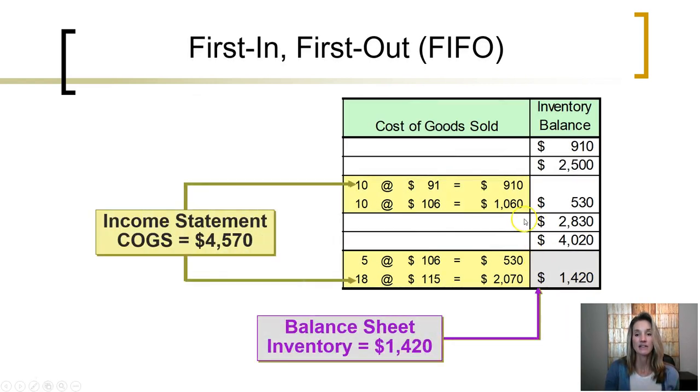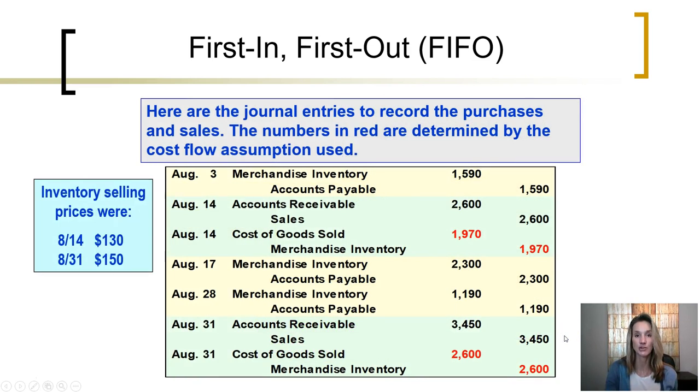So we can see that the amount recorded as cost of goods sold on the income statement under the FIFO method will be the sum of those 2 cost of goods sold transactions, and the inventory reported on the balance sheet will be the ending inventory of $1,420. The journal entries using the FIFO method are not any different than they are using the specific identification method or any of the other inventory costing methods. The only thing that changes when we apply these different methods is the cost assigned to cost of goods sold. All of the other entries remain the same.